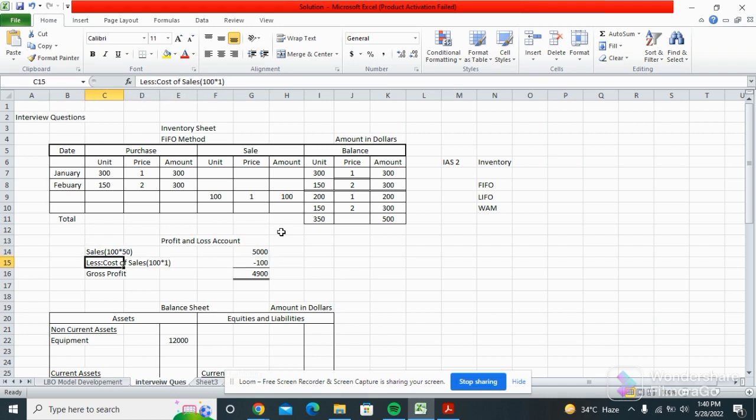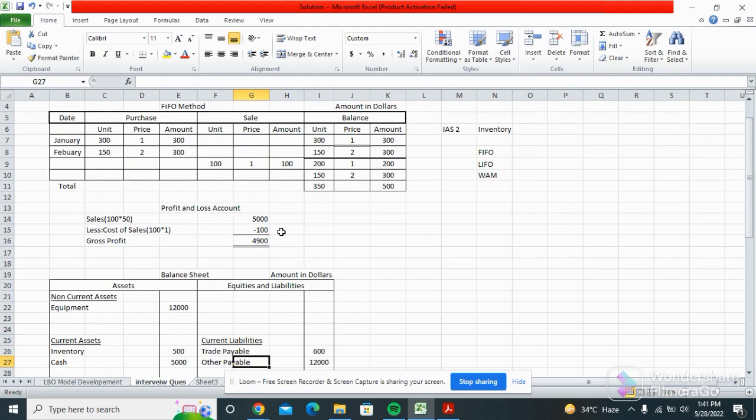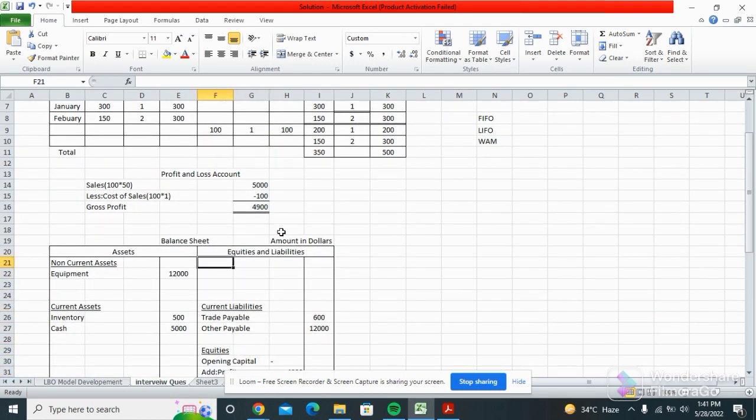After that, if we talk about the cost of sales, the cost of sales would be $100, as I previously assumed that as per the FIFO method, it would be $100. So the gross profit would be $4,900. This is the second statement that clarifies that the gross profit earned by the Hoya company is $4,900.